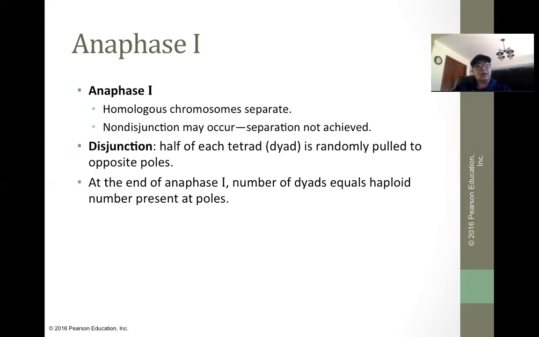It's the same sort of thing. This is when they're going to move to the poles, and this is where we call it disjunction, when half of the tetrad, which is then going to be called a dyad, moves randomly to the opposite pole. If there's nondisjunction, there might be more going one way than it should, and less being left behind. And so you have an uneven distribution of chromosomal material. But at the end of this phase, the number of dyads equal a haploid number of chromosomes that are present at the poles.